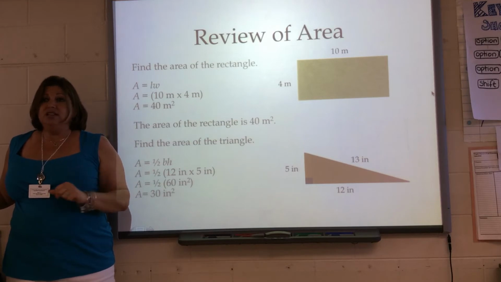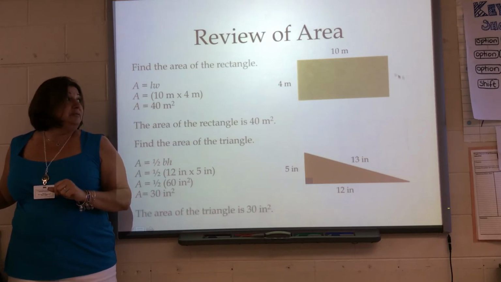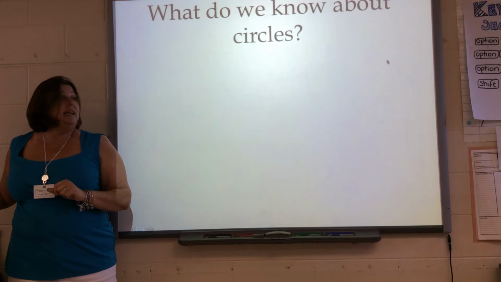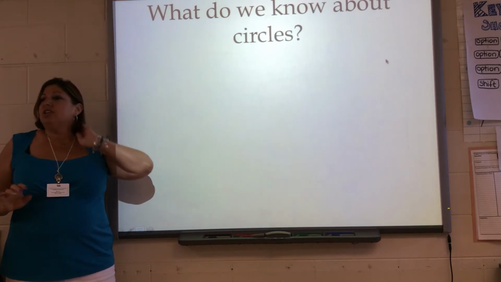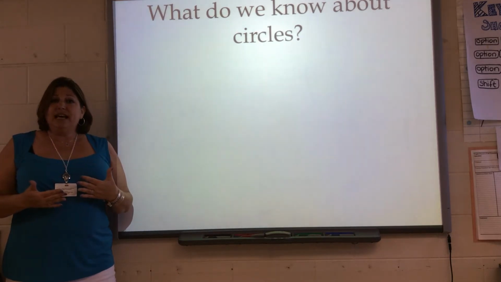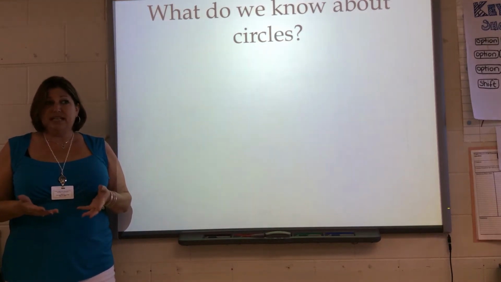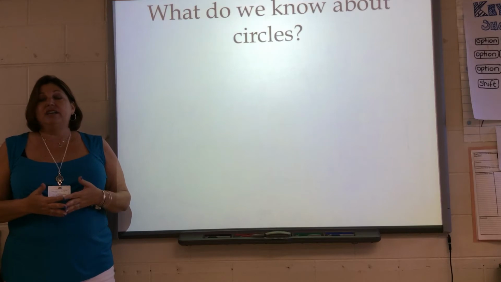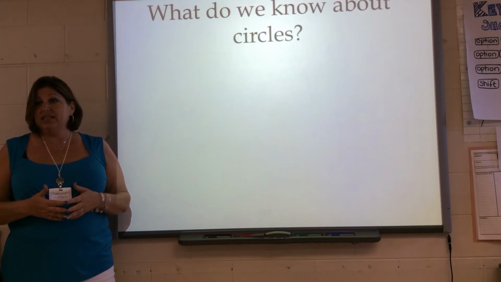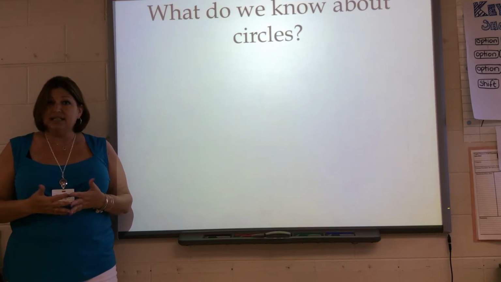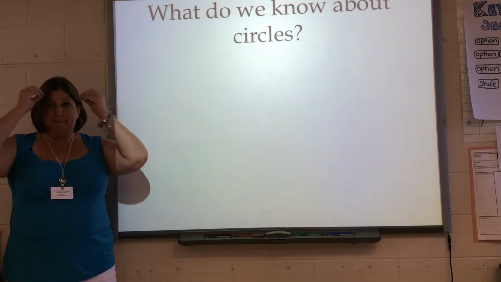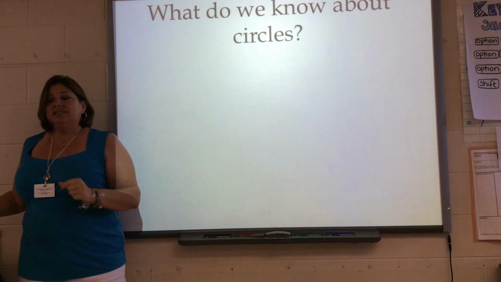So now that we've had a little area review, working with formulas, let's take a look at what we know about circles. If I asked you right now, what can you tell me about a circle? Or what is a circle? Most of you would say it's a round shape. I've had people today tell me it was a shape with no straight edges, a shape with no vertices, and that's correct. But, ready for this?